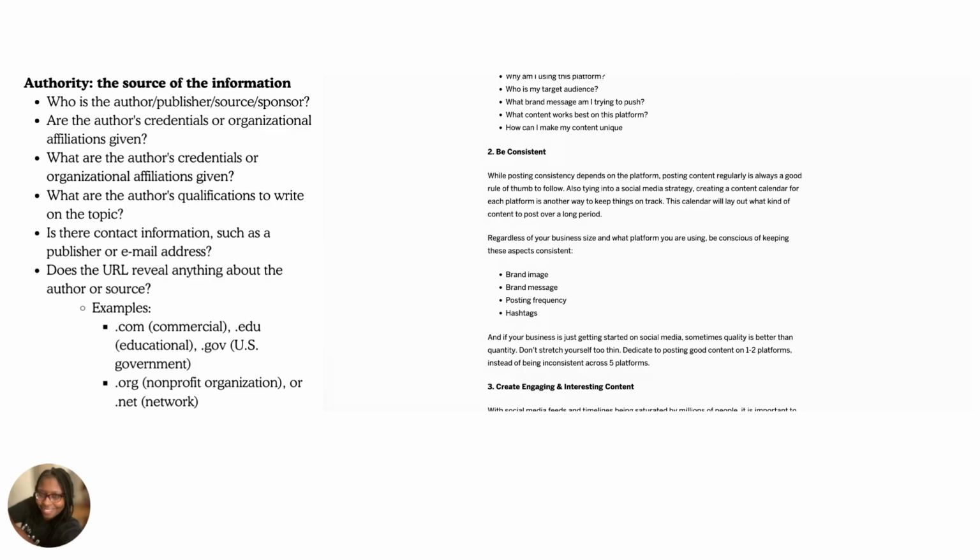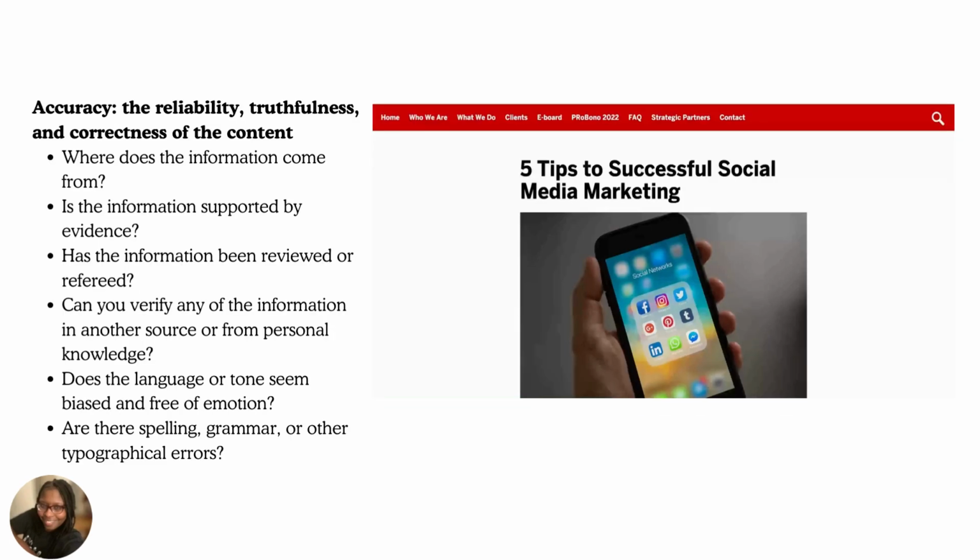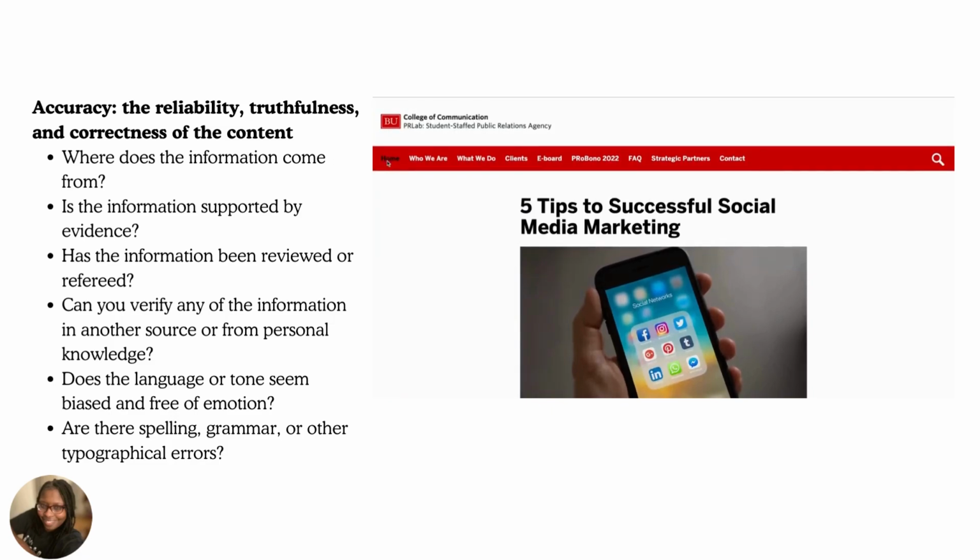So moving on to the next A. Out of all the letters in the CRAAP test, accuracy is the most important because accuracy refers to the reliability, truthfulness, and the correctness of the content. So, where does the information come from? We need to know that. We need to know, is the information supported by evidence?